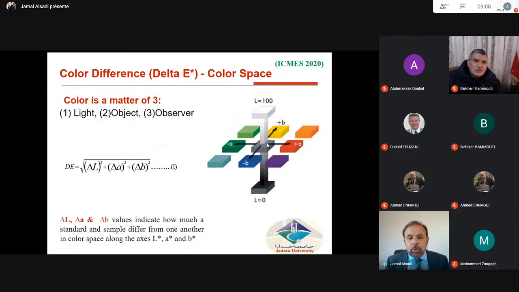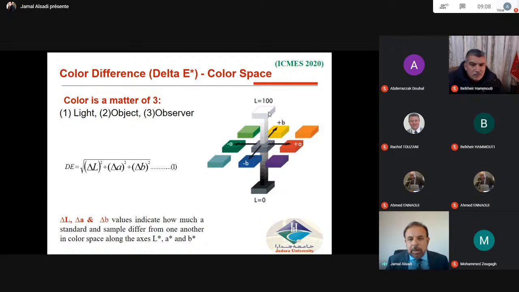Same here, when you start going higher, you get lightness like 100, and 0 is black. So basically the values indicate here delta L, here delta A, and here delta B, which indicate how much the standard and sample differ from one another in color space along the coordination axes L, A, B. So basically we have the Pythagorean theorem to calculate the difference between the standard color and the real color.